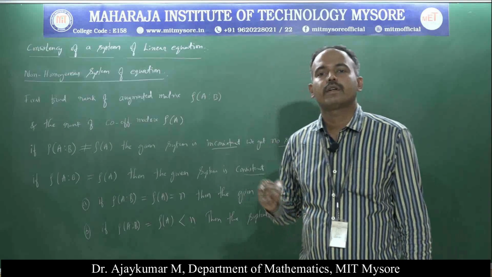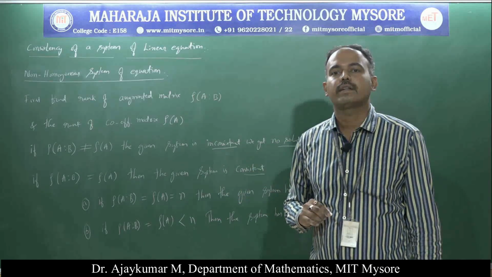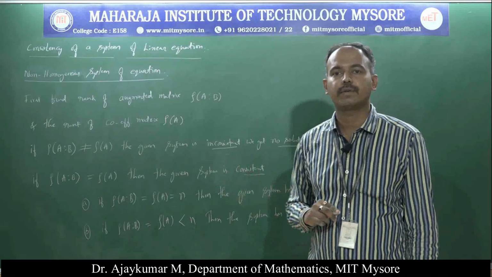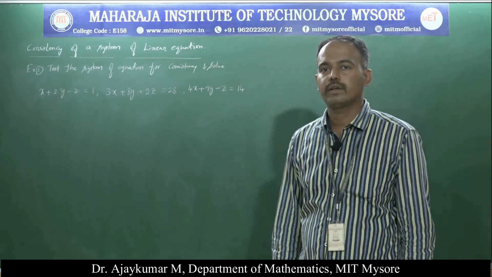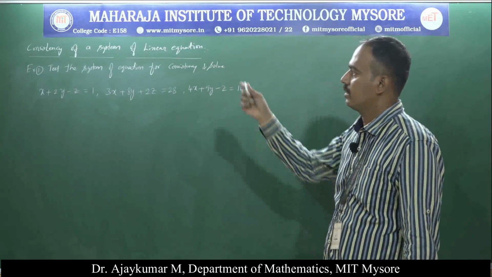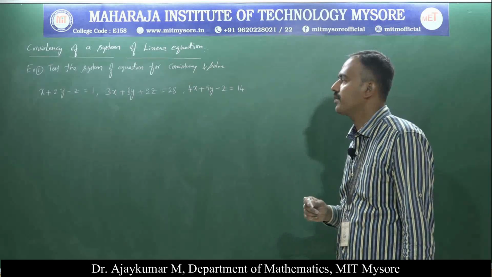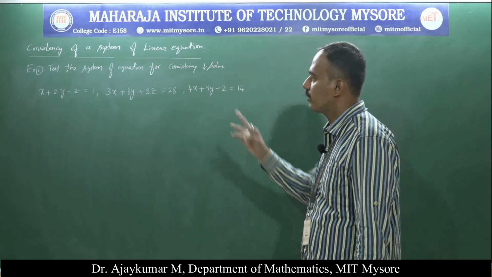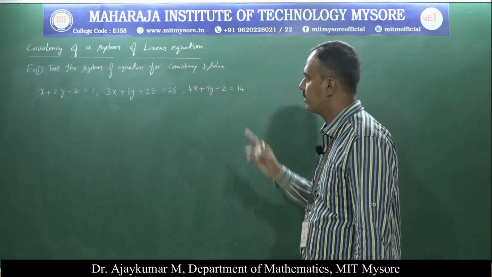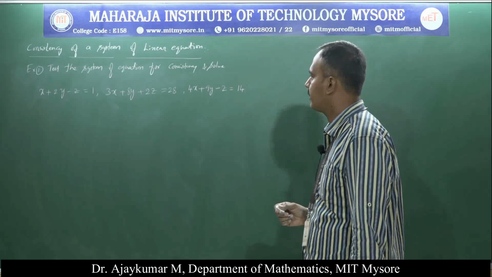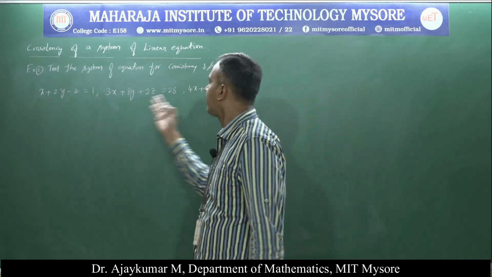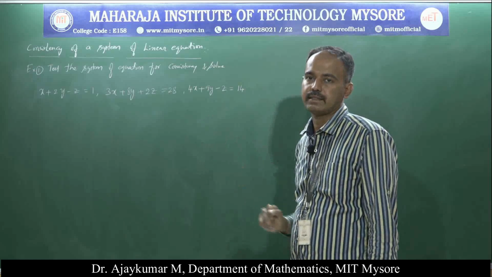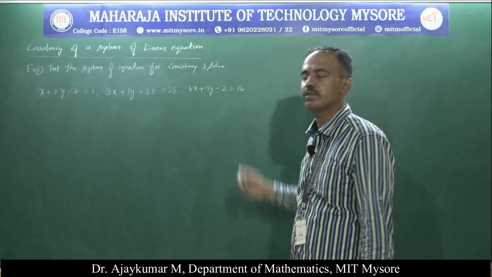Next we can discuss some examples. Test the system of equations for consistency and solve. The given equations are x plus 2y minus z equals 1, 3x plus 8y plus 2z equals 28, and 4x plus 9y minus z equals 4. There are three equations. First we have to check whether the given system of equations is consistent. Later we can find the solutions of the equations.